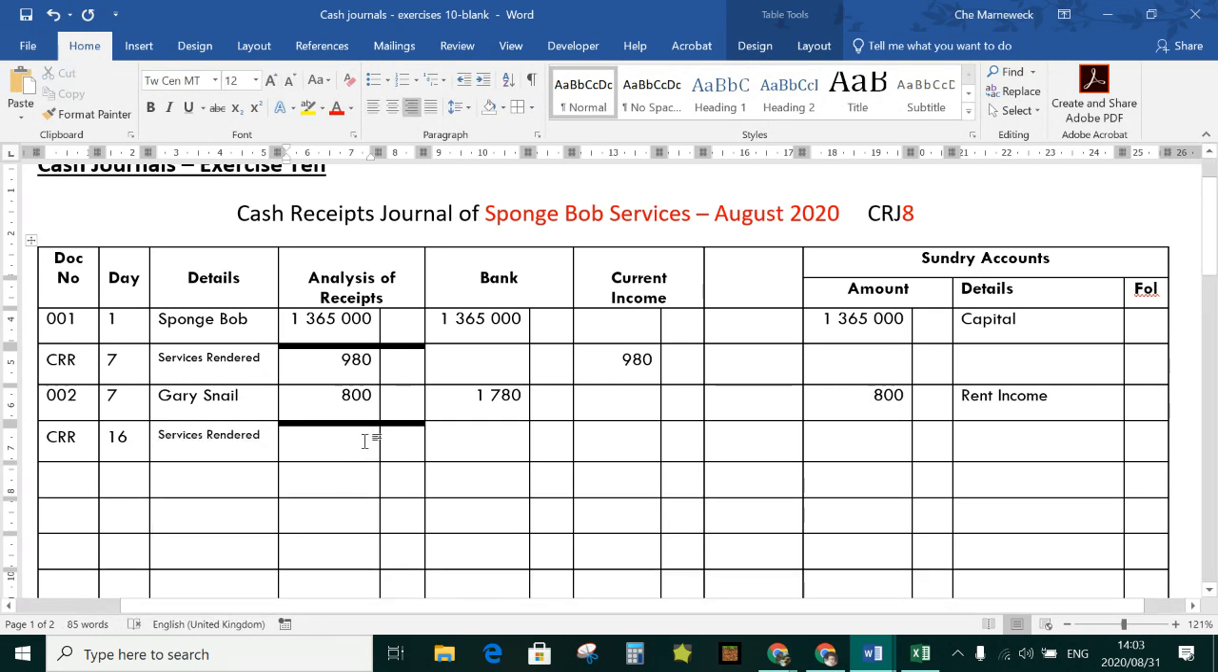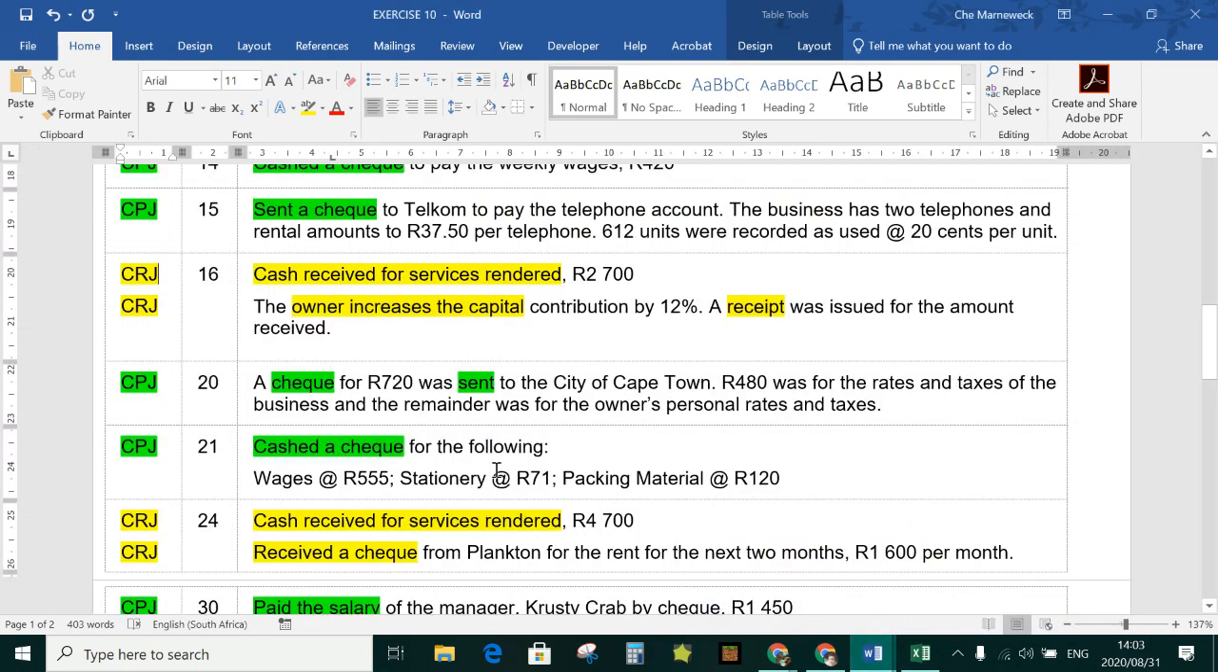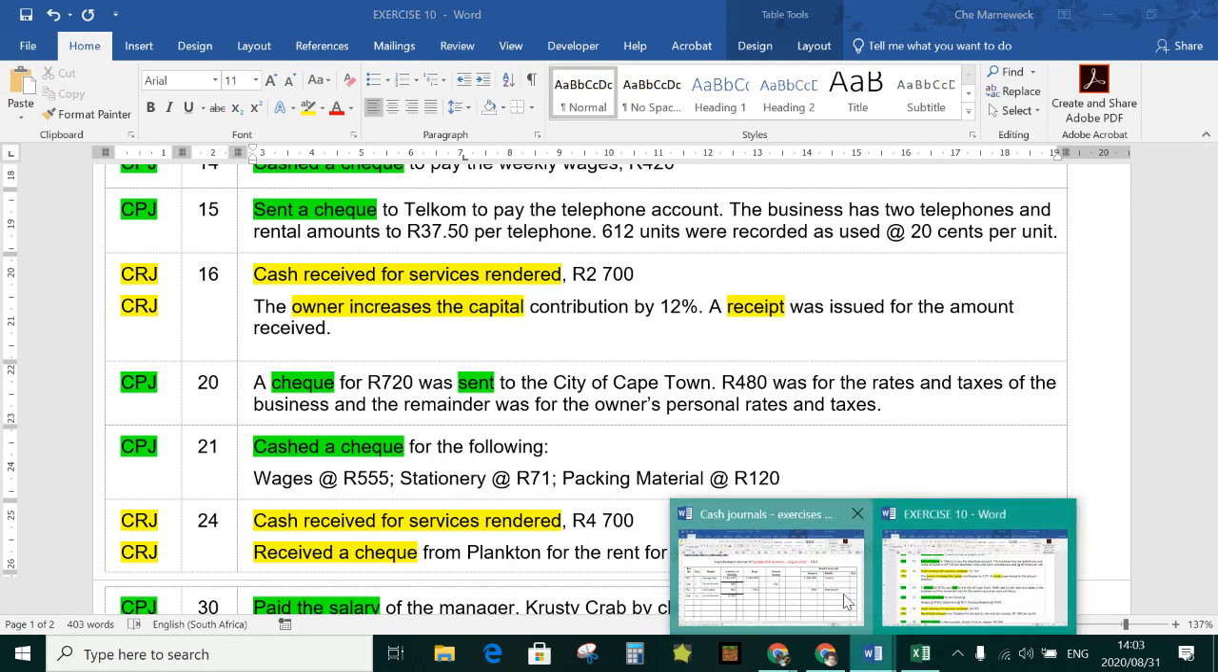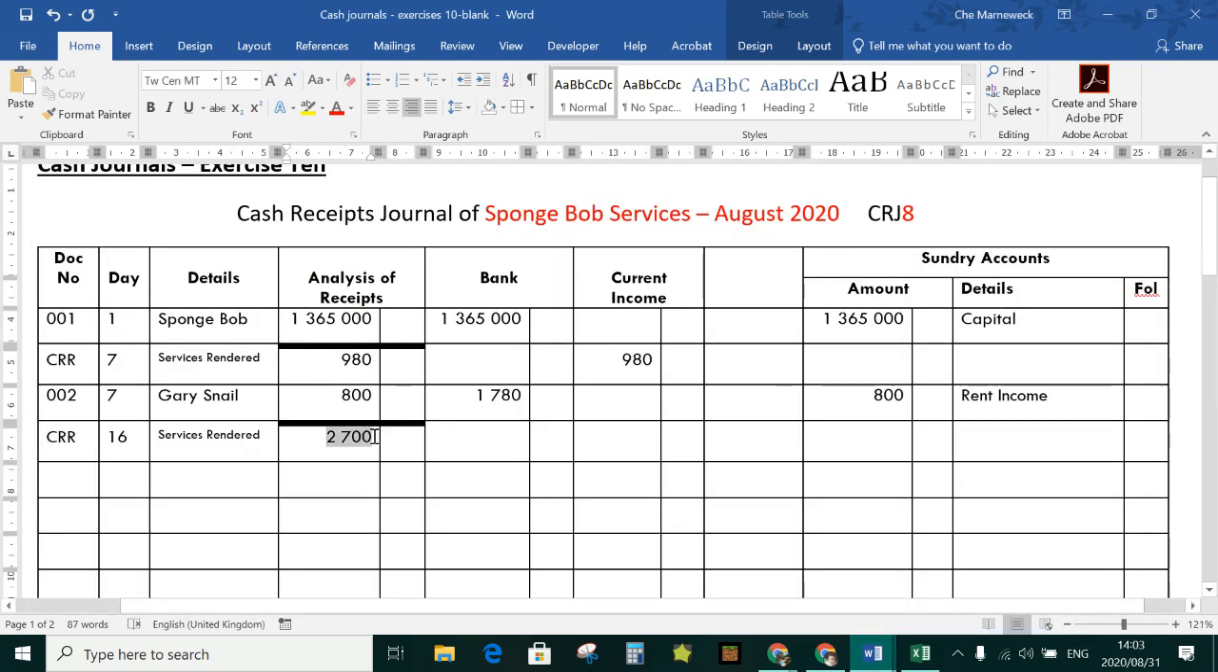Just fill on the line. How much do we receive? We receive 2,700 for providing a service. Do we receive more money on day 16? We have a look. Yes, we do. The owner increases the capital. So we don't deposit the money in our bank account quite yet. What is it for? Current income.